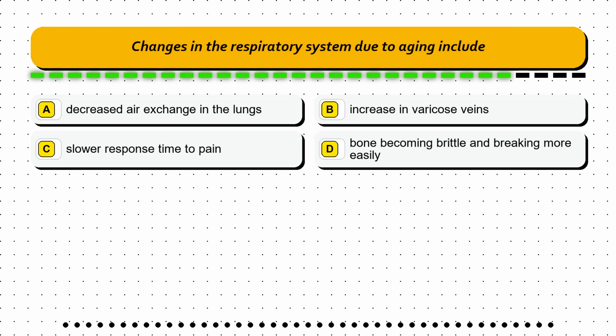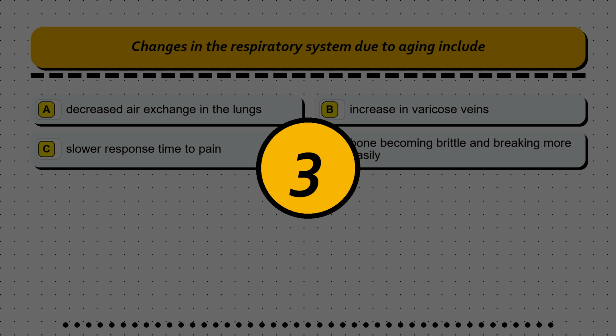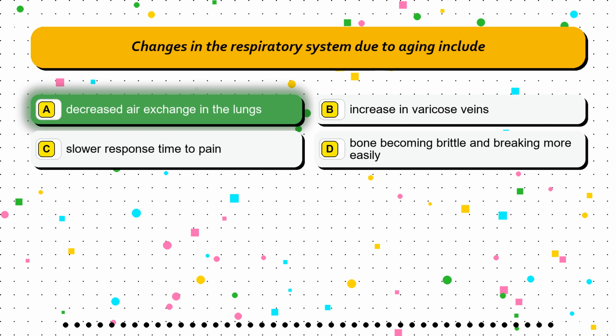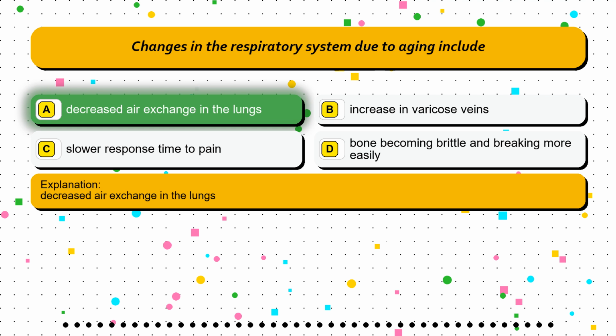Question 2. Changes in the respiratory system due to aging include: Option A, decreased air exchange in the lungs. Option B, increase in varicose veins. Option C, a slower response time to pain. Option D, bone becoming brittle and breaking more easily. The correct answer is option A, decreased air exchange in the lungs.